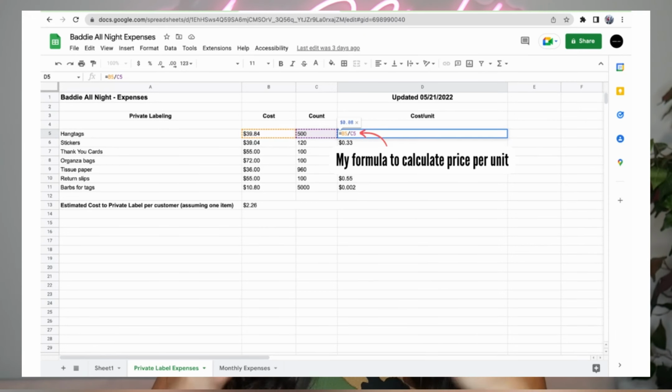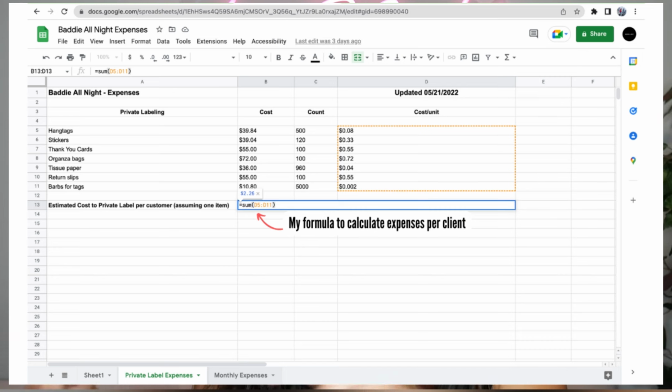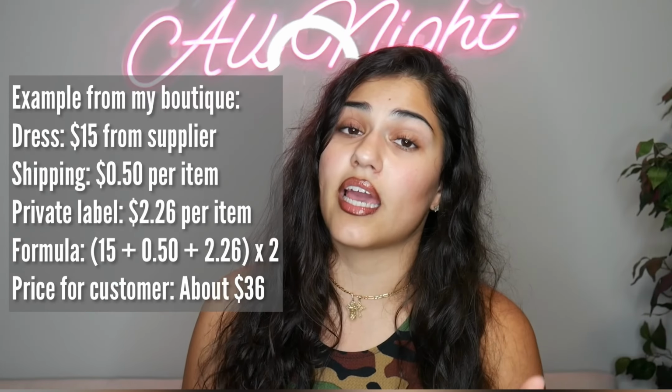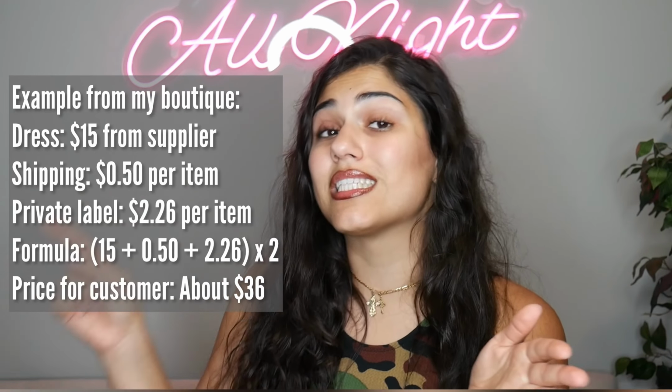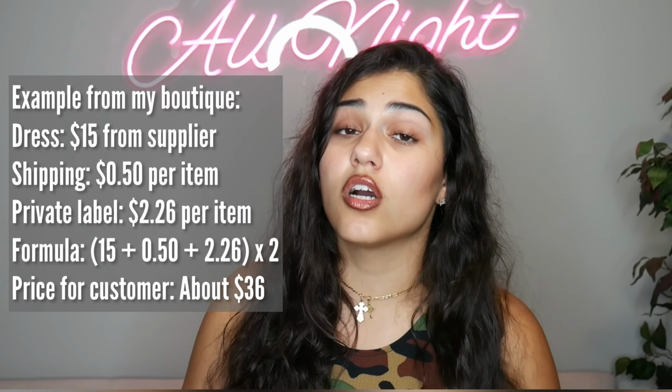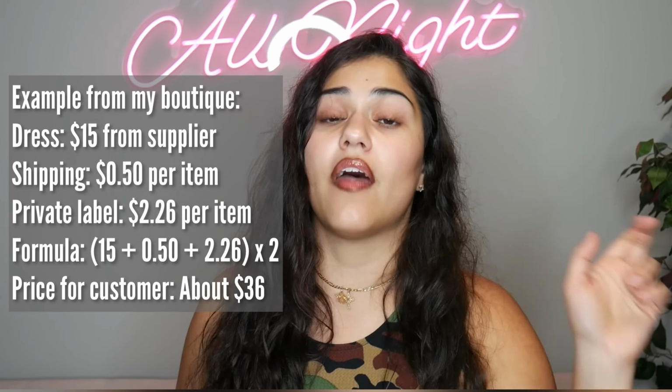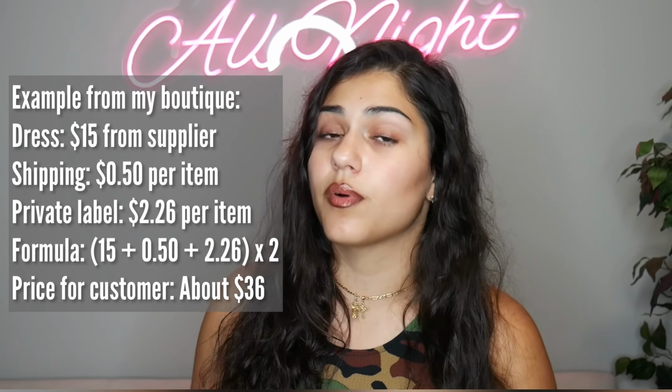Some additional information for you guys, if you're wondering how I calculate my expenses on the product: I have an Excel sheet where I track all my private labeling expenses by taking the price of the item, the count of what I'm getting it for, and dividing the price by the count to get the cost per unit. I add all those numbers together, and for my personal store, that number is $2.26. So I take the item's base cost, add the shipping charged by the supplier, add that $2.26 for private labeling, and then multiply that by 2 or 3 to get the price for my item.